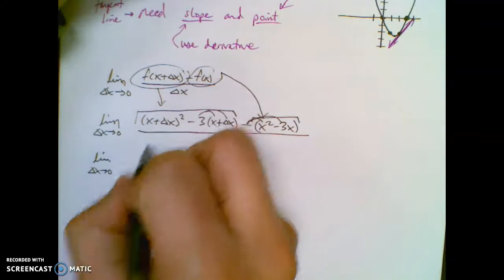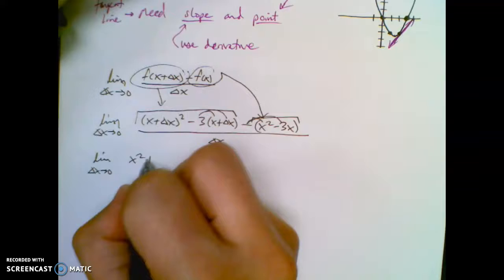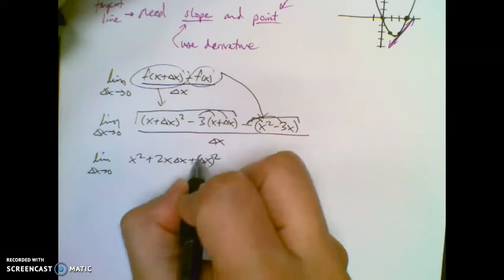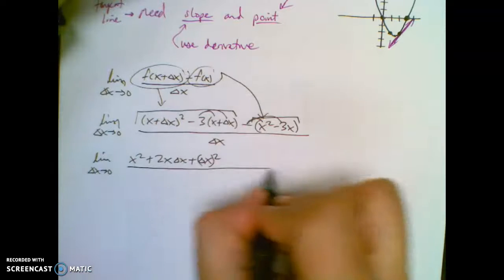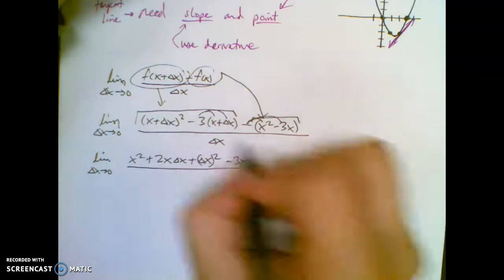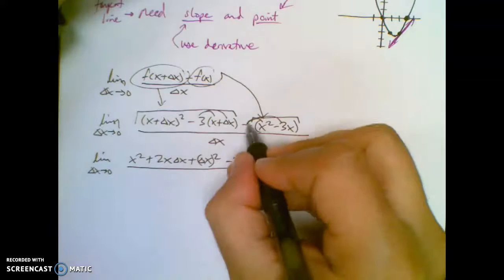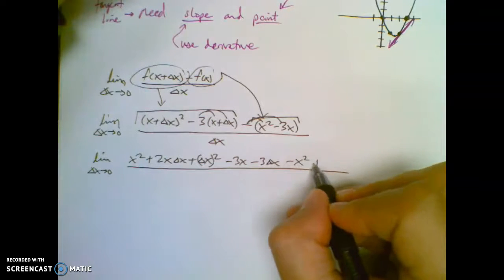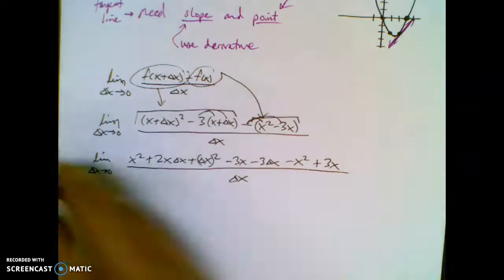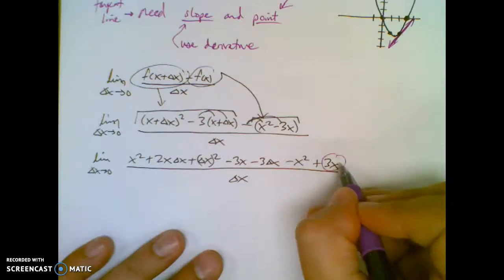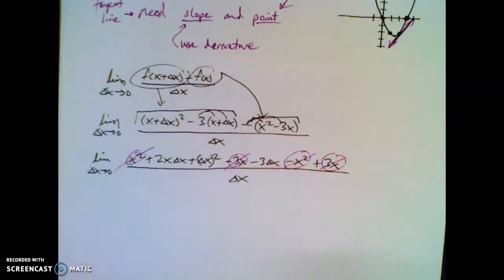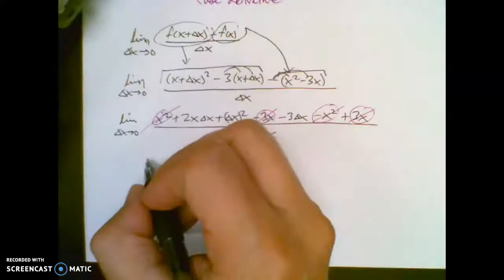Hopefully you've done enough of these that you're starting to get the pattern. X squared plus 2x delta x plus delta x squared. I have to do a cubed one in the future. They're ugly, but there's a pattern for that too. Minus 3x minus 3 delta x minus x squared plus 3x, because that minus times a minus makes a plus. So that was just a bunch of foiling. And what you should notice is the stuff at the back cancels. And all that's left should have delta x's on them.